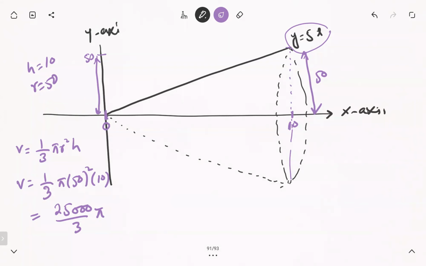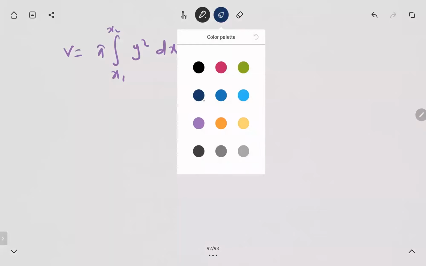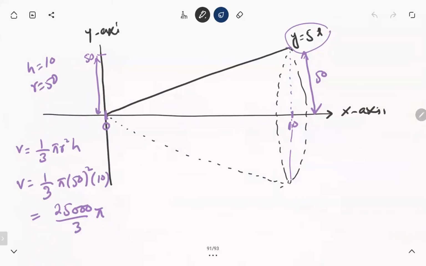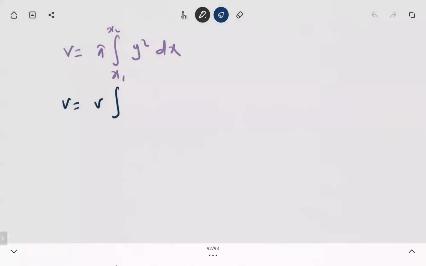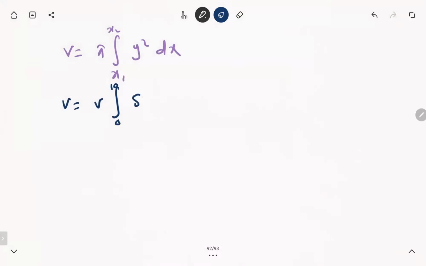What was that formula? It was volume is equal to pi, integral with limits x1 to x2, because this is about the x-axis, so the limits are for x, of y squared dx. What are the limits x1 to x2? 0 to 10. What is y here? y is 5x, but there is a square, so it will be (5x) whole squared.